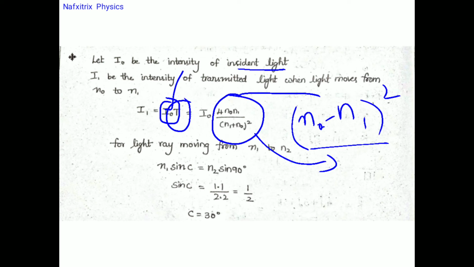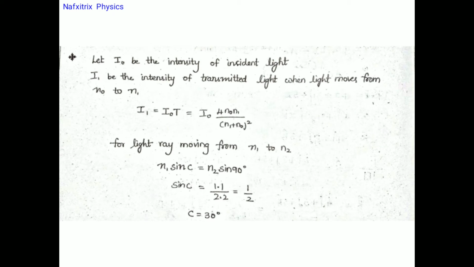So if we add both numerators, we get n0 square plus n1 square minus 2 n0 n1, and here 4 n0 n1 is there, they both get added up, we will get n0 square plus n1 square plus 2 n0 n1. So that is nothing but (n0 plus n1) whole square. So that means transmission coefficient plus reflection coefficient must be equal to 1. So based on that condition we will get the reflection coefficient, but here we are not supposed to find the reflection coefficient, only transmission.